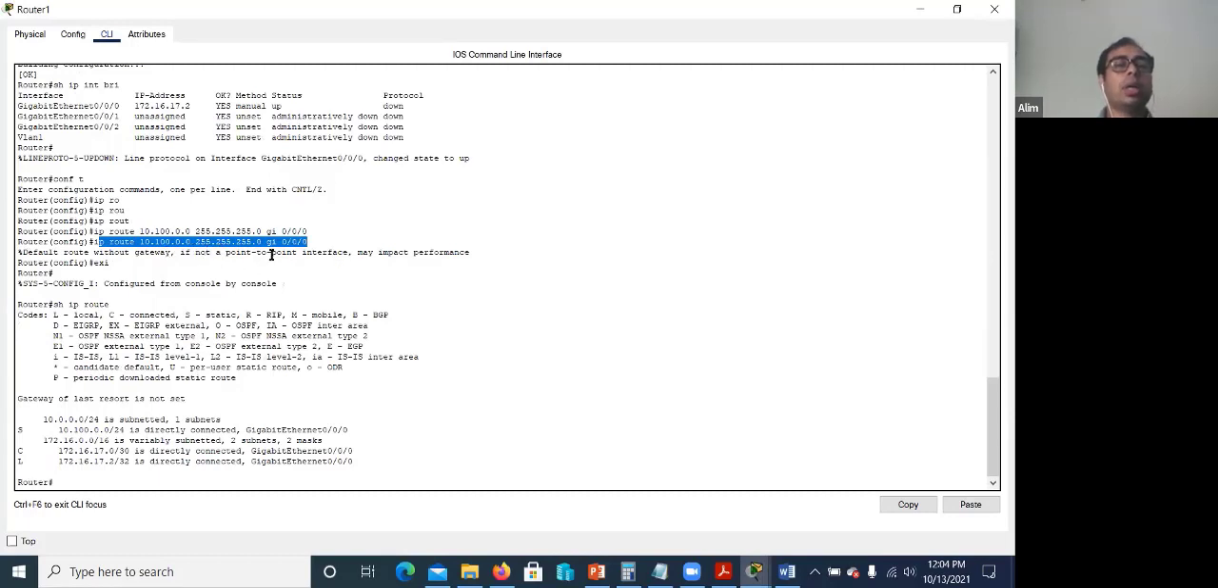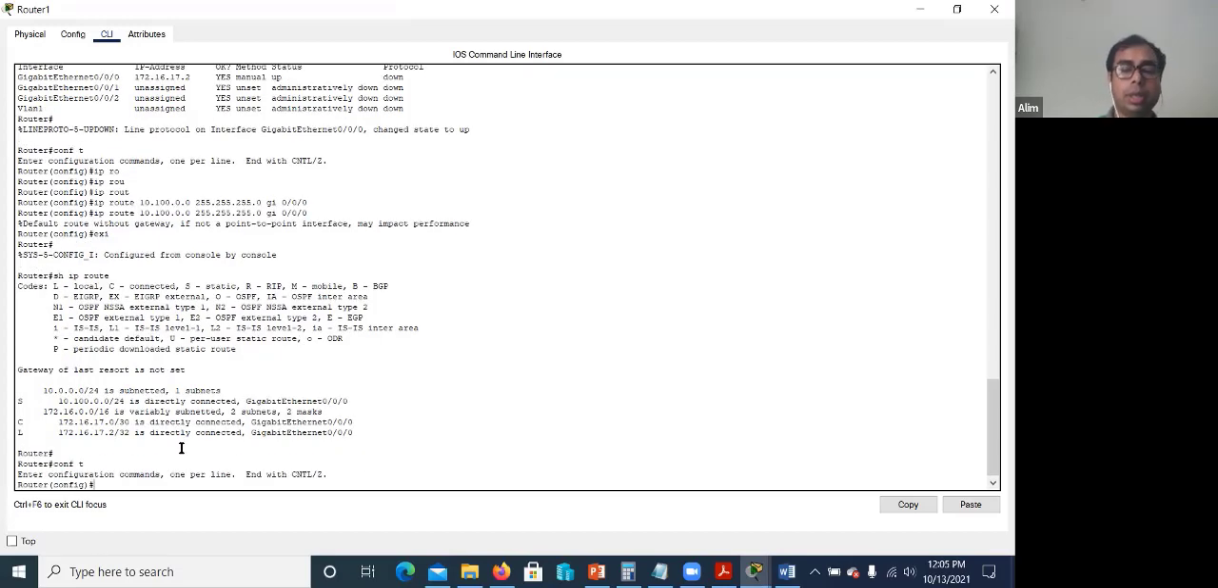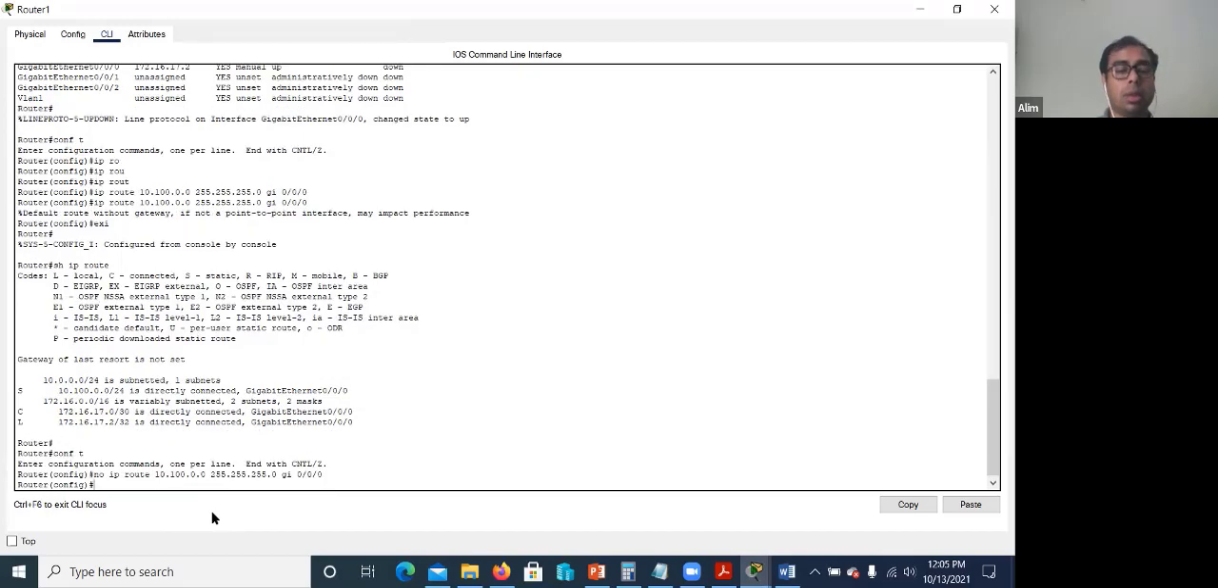Then our target network. Then at last we give gigabit Ethernet 0/0/0. That means we instructed our router to go through our exit interface. Okay. Now let me remove this command. We will delete it. Just put no before your command in Cisco. Okay.